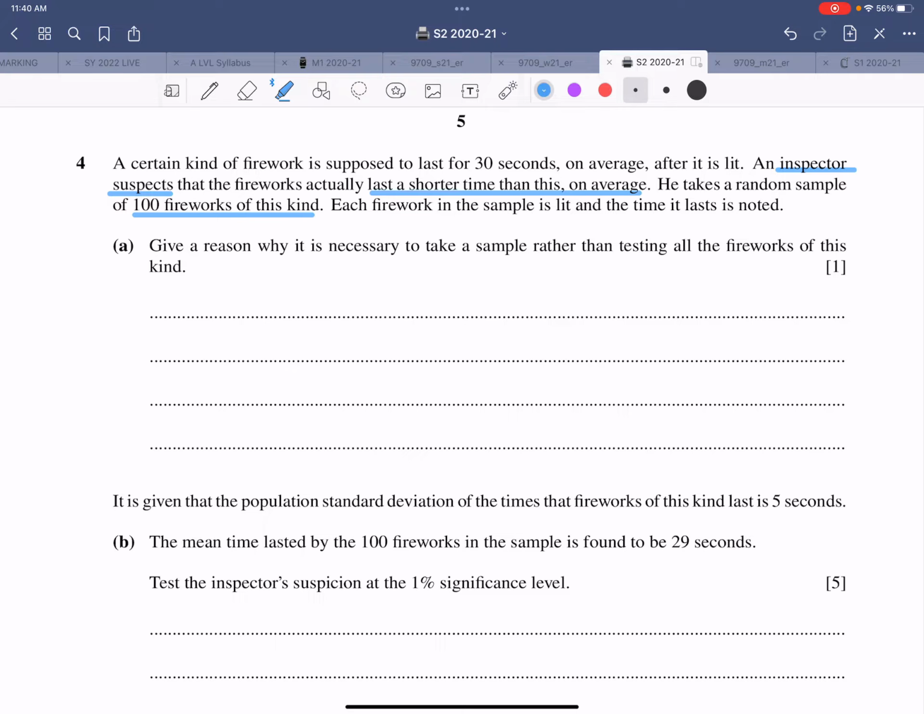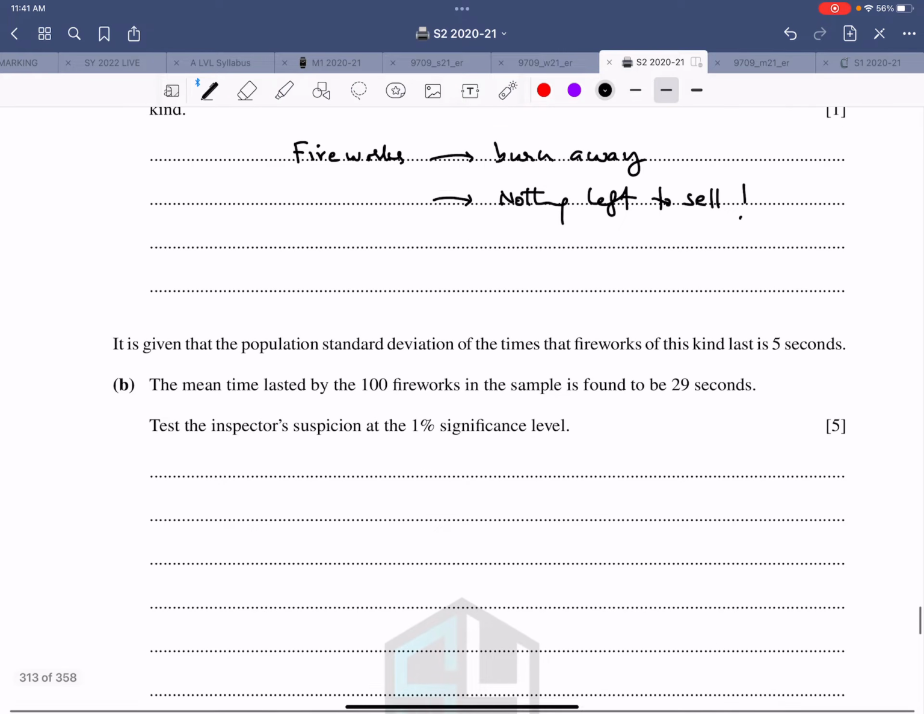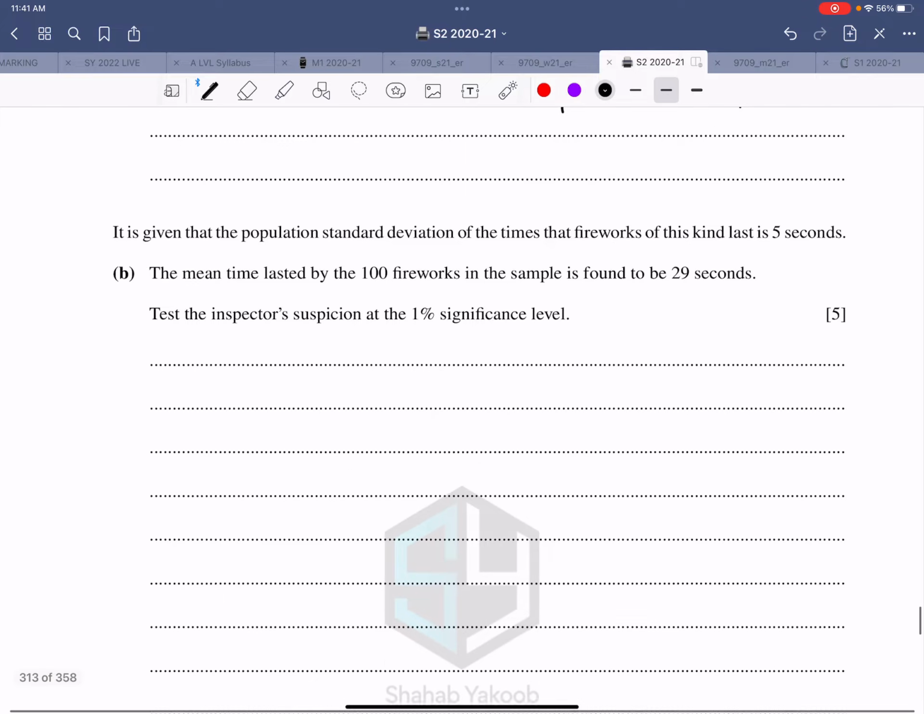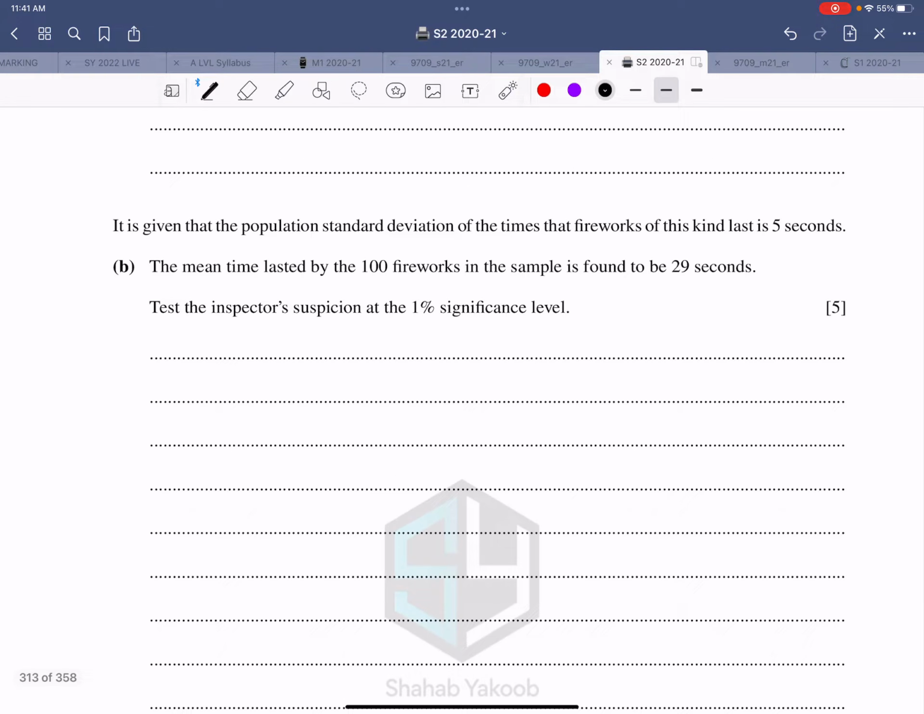Give a reason why it is necessary to take a sample, rather than testing all the fireworks. I mean, that's a lame question that they have asked. So these fireworks, they burn away. And if all of them burn away, there will be nothing left to sell. That's common sense. Now it says, it is given that the population standard deviation of the times that the firework of this kind lasts is 5 seconds. So the standard deviation is 5 seconds.